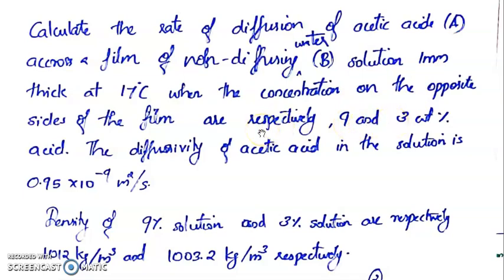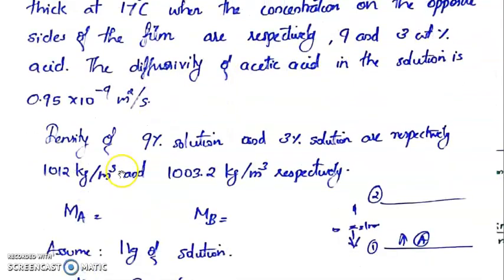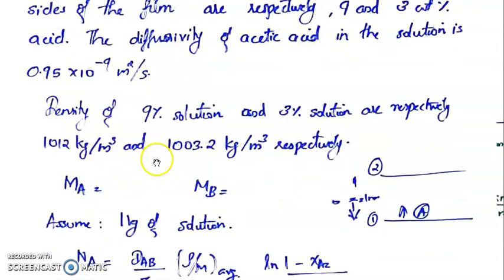Diffusivity of acetic acid is also given. And one more data is given: the densities of the 9% solution and 3% solution are respectively 1012 kg per meter cube and 1003.2 kg per meter cube. So many data is given. Let us try to visualize the same.